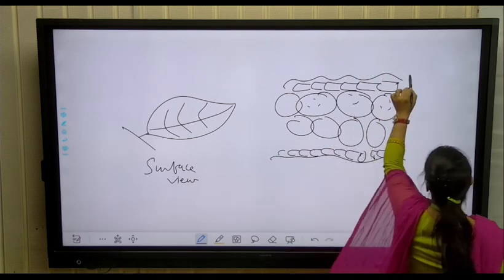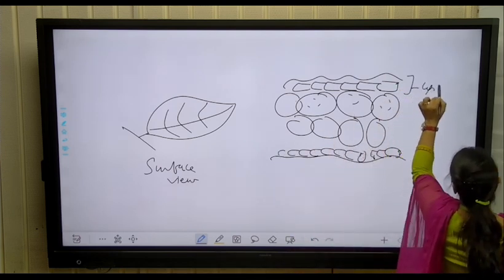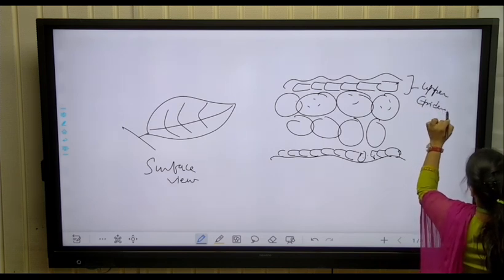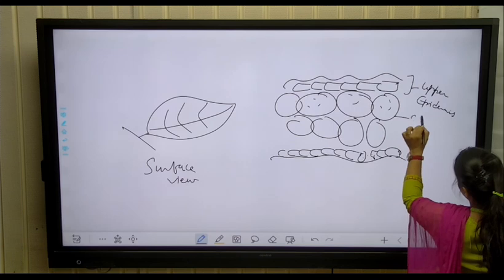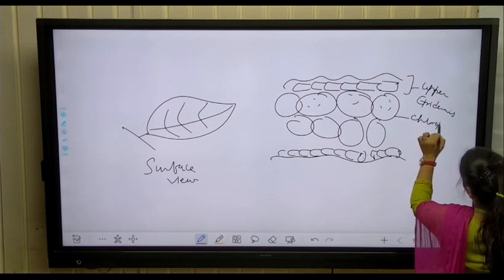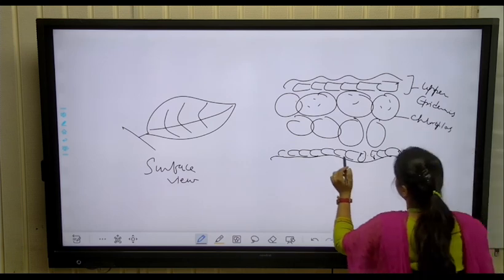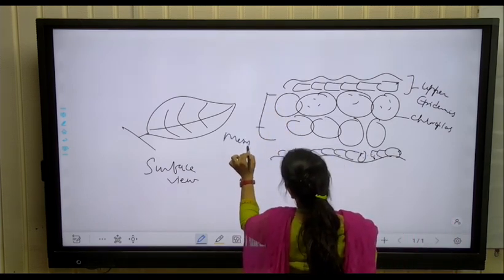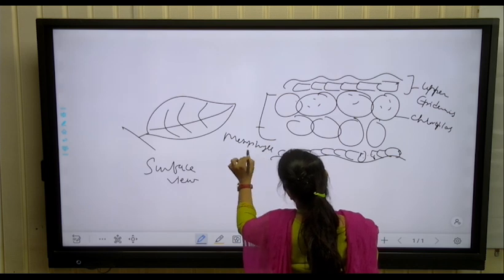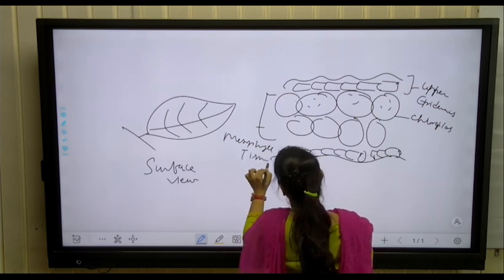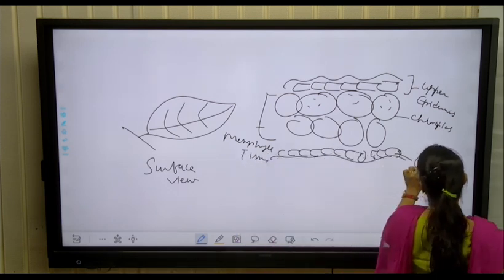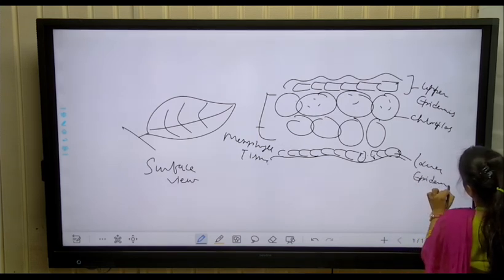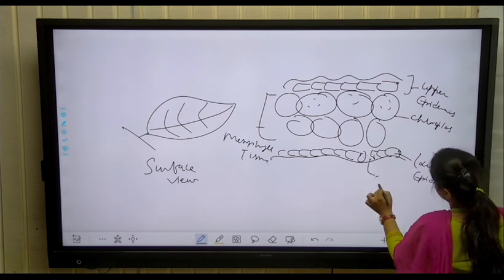So this is the upper epidermis, this is chloroplast, and this section is mesophyll tissue. And this is lower epidermis, and this is stomata.